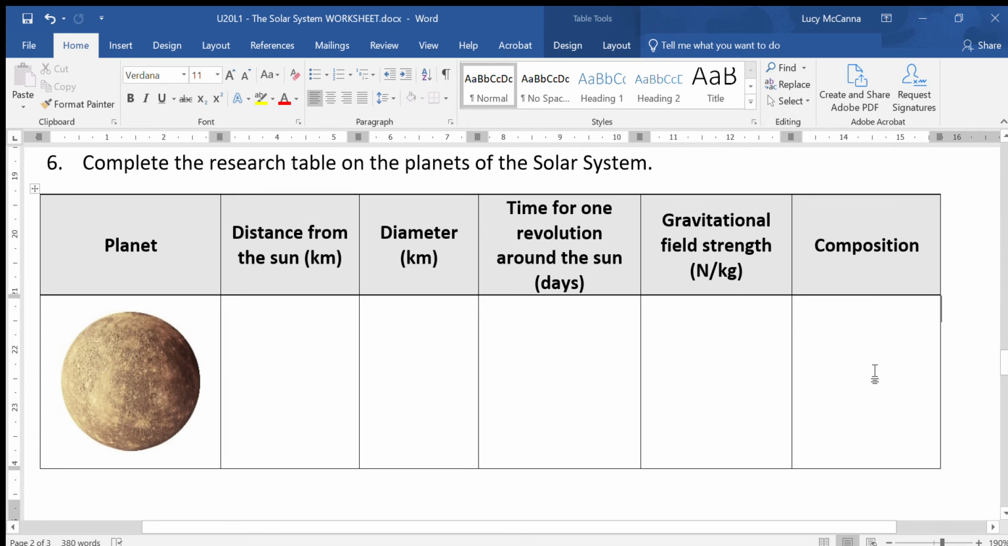Finally, composition. Composition just means what the planet is composed of or made of. So under composition, I'd like you to make a note of whether the planet is rocky or gaseous. And then if it is rocky, try and find a bit of a breakdown. You don't have to go into a lot of detail, but maybe try and find a bit of a breakdown in terms of what solid materials that planet is made of. You might note, for example, that if it has an iron core or that kind of thing, and you might just note the materials.